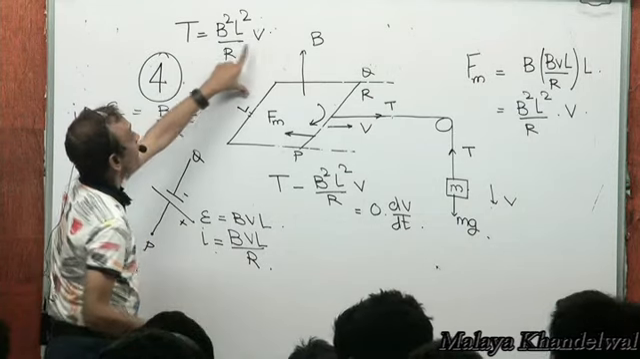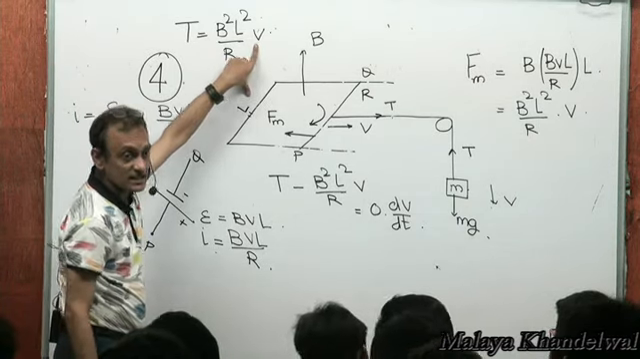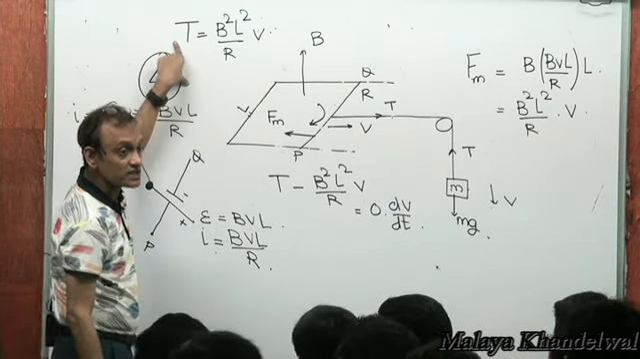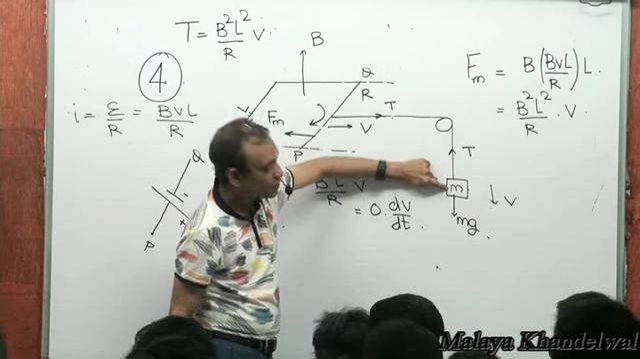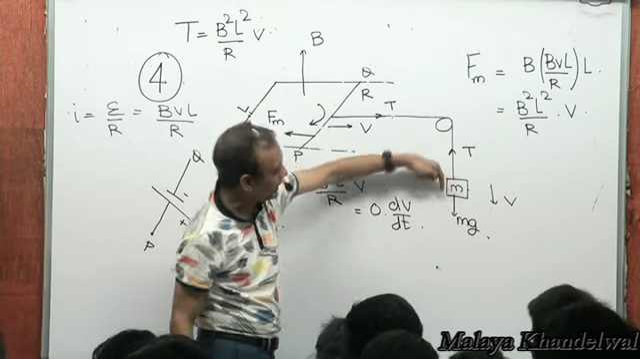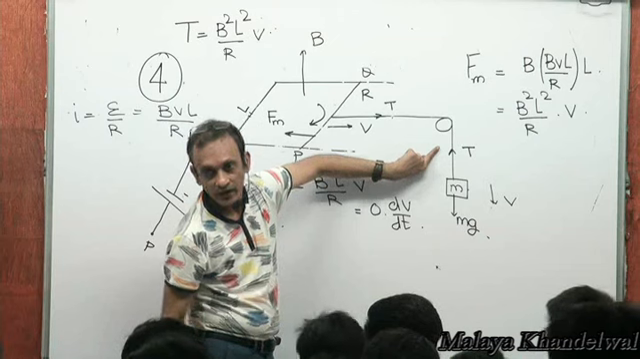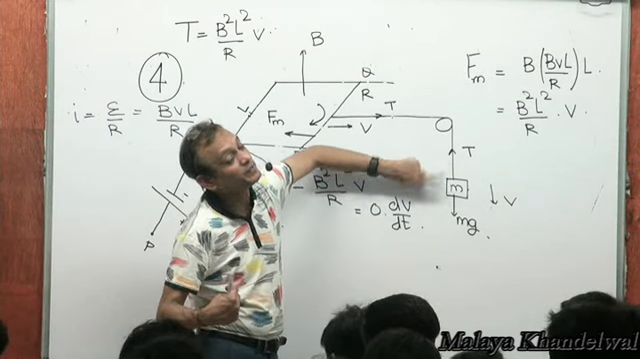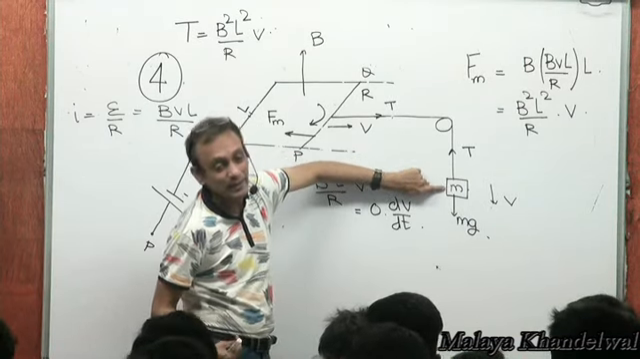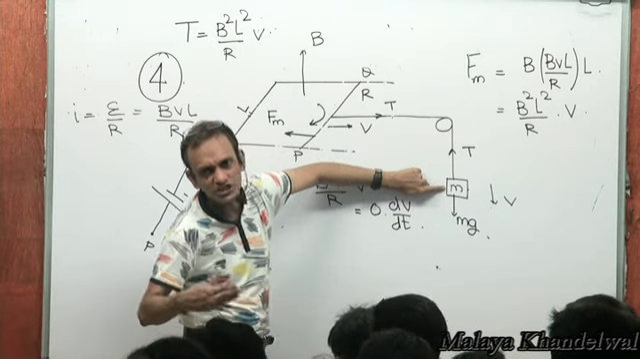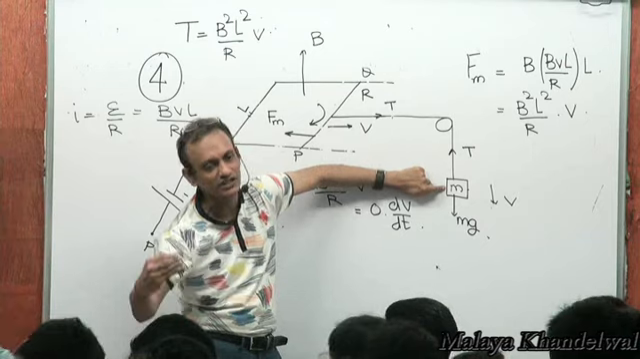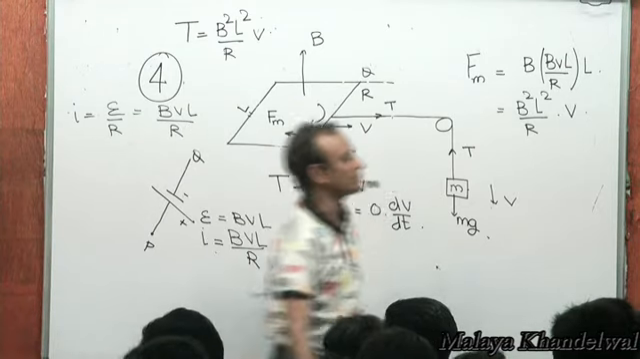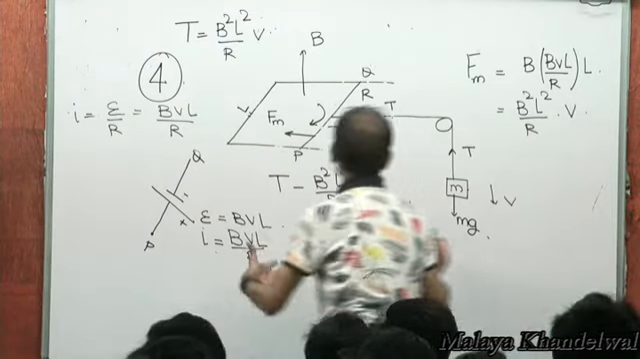Very clearly, as V is increasing, tension is increasing. Come to the point here. If you look at the free body diagram of M, mg remains the same and T is increasing. So at some point of time, T will become equal to mg. When T becomes equal to mg, it will reach a state of terminal velocity. Yes or no? V will be V terminal then.